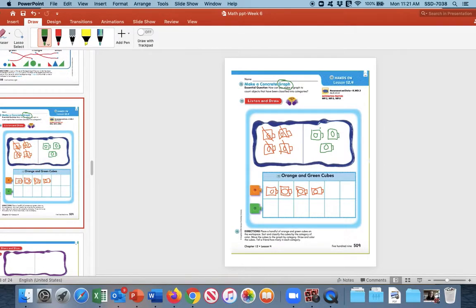And now go ahead and put your orange crayon down, pick up your green crayon, and now let's count how many green we have. Ready? 1, 2, 3. So we're going to come down here and draw 3 cubes.